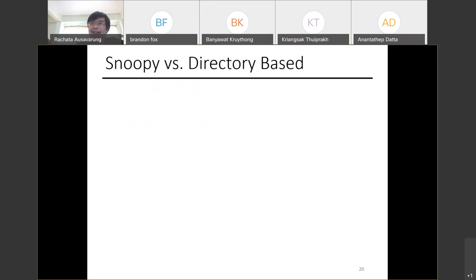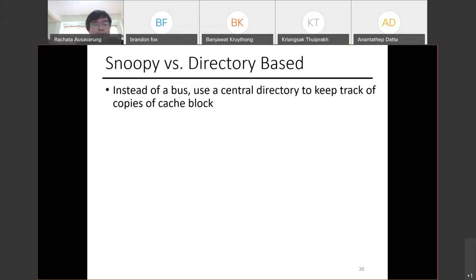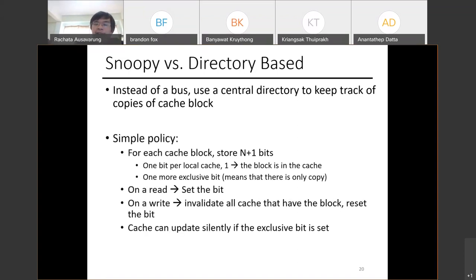All right. The last slide that I want you to know is there's also another method instead of using a Snoopy protocol. This is called directory based, and it's pretty simple when you think about it. We are not going to go into a detailed implementation of this. But instead of using a bus where everyone can probe what everyone else is doing, you use a directory, which is basically a table that keeps track of the state of each cache block. And the policy is simple. For every single cache block, you will store an additional n plus one bits.